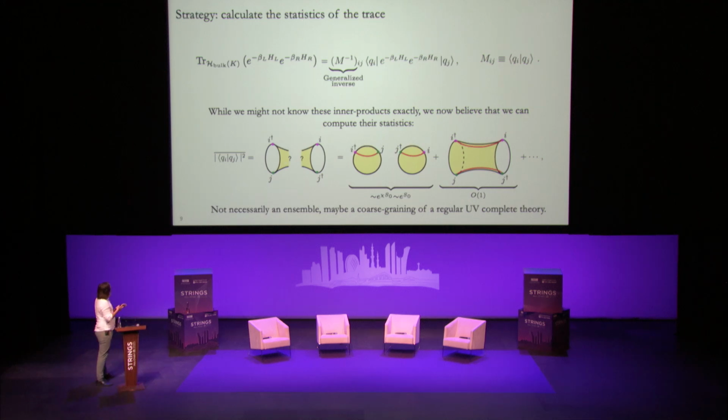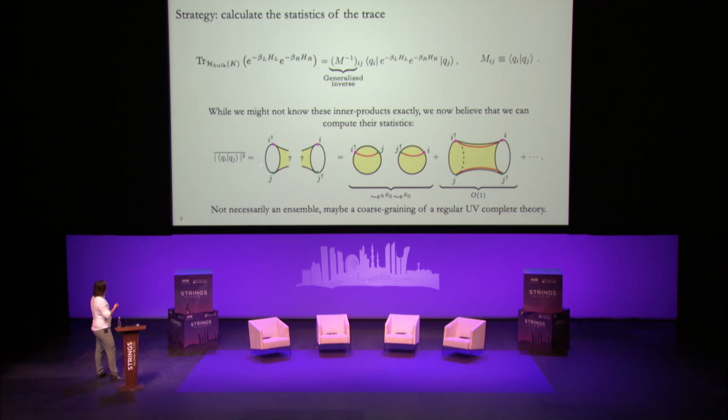And the strategy will be to try to compute as much as possible about the statistics of these traces and check that it factorizes. What do I mean to compute the statistics of these traces? Well, even though we cannot compute these individual inner products that appear in M or in this factor, we can compute their statistics by using the gravitational path integral when accounting for space-time wormholes.